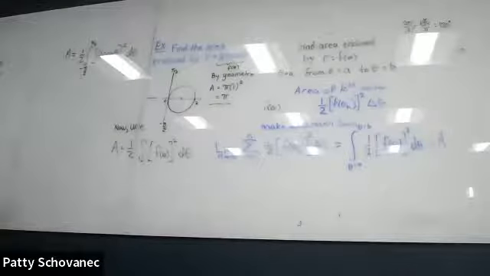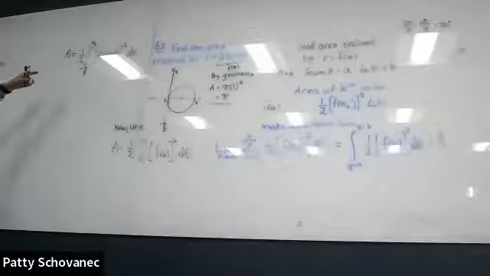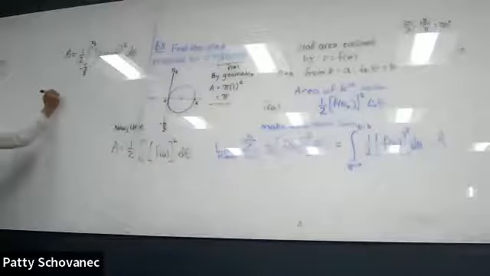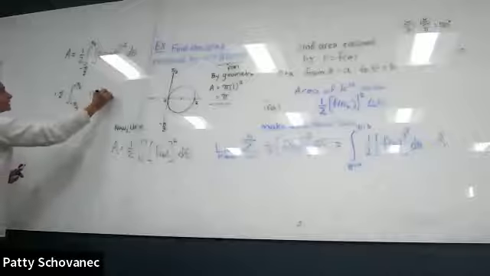Okay, so now let's square it. I got to square that 2 and I'm going to get a 4. I'm going to take the 4 times the half and I'm going to get 2. Now I have a cosine squared right here.